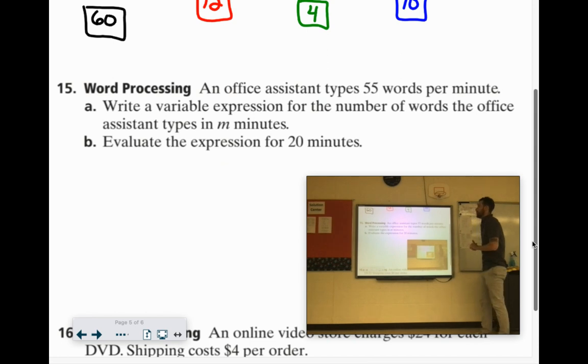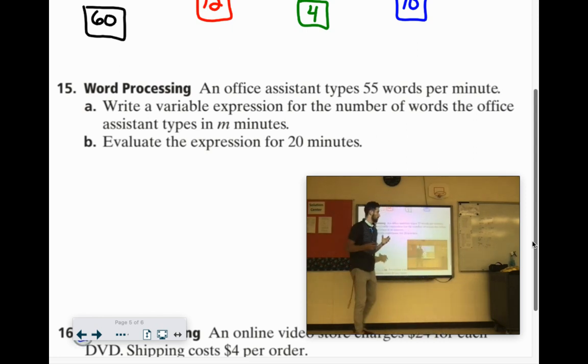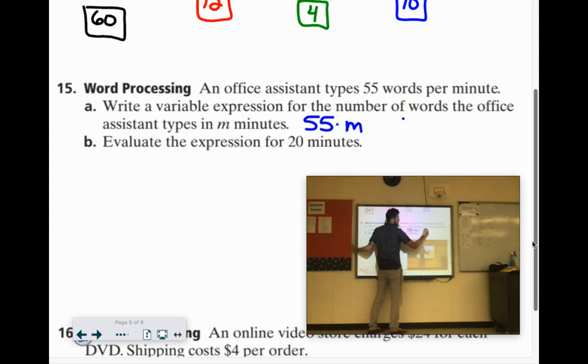An office assistant types for 55 words per minute. Again, when you see per or each, that usually indicates multiplication. Write a variable expression for the number of words the office assistant types in m minutes. Well, every 1 minute, they type 55 words. So m minutes would be 55 times m. Which, remember, we clean that up and we just make it 55m.